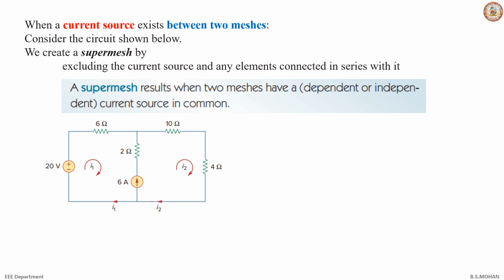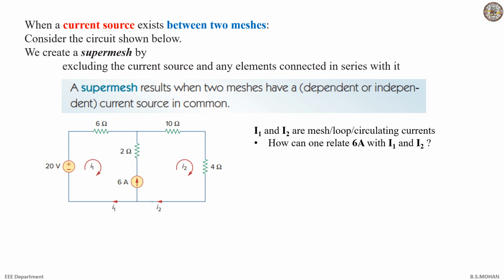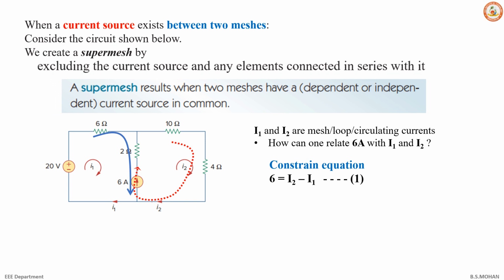So a super mesh results when two meshes have a current source in common. The current source can be ideal or dependent or independent. So this is a 6 amps current between two meshes. So what we do, we write it as a constraint equation as seen in the previous slide. That is, as you can see, I1 is going down through 6 amps and I2 is moving upwards through 6 amps. We write the equation as 6 is equal to I2 minus I1.